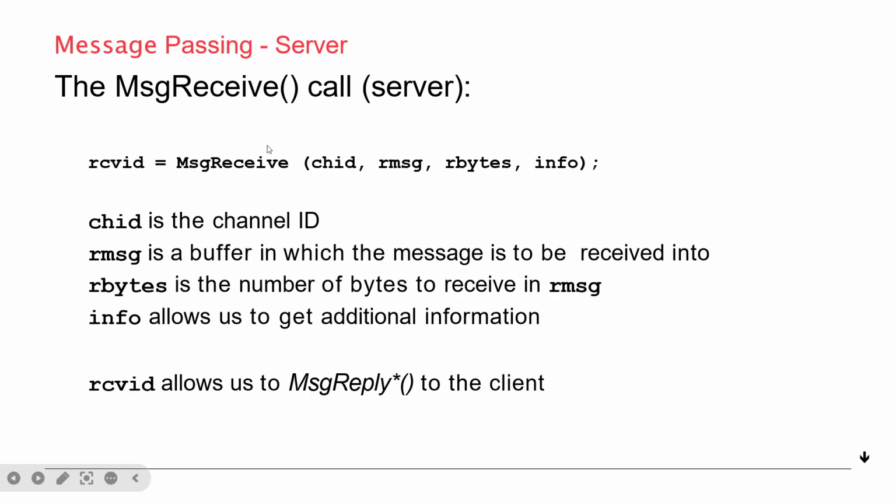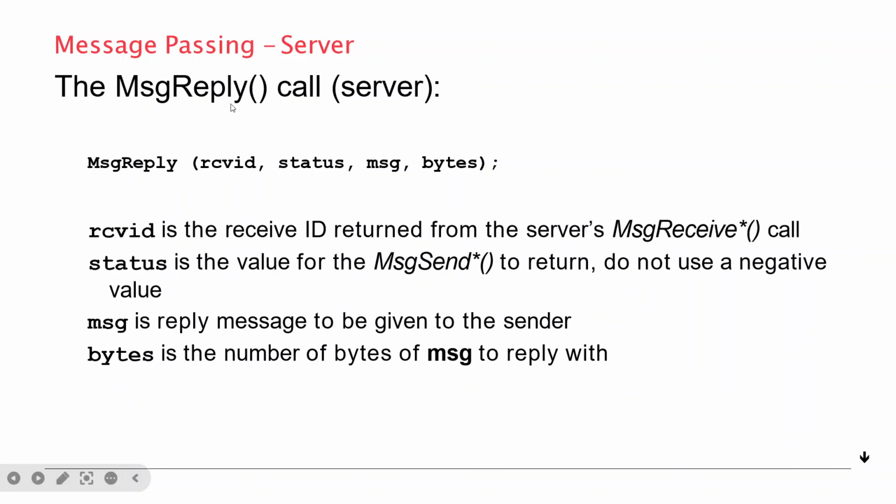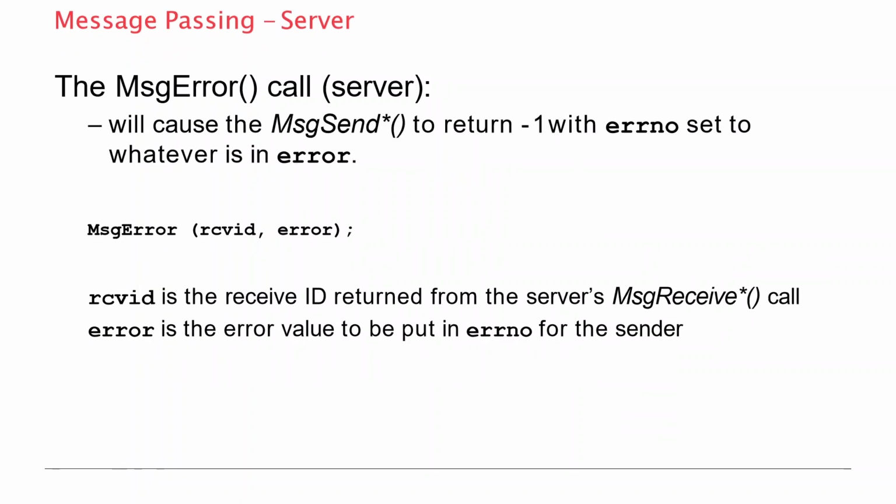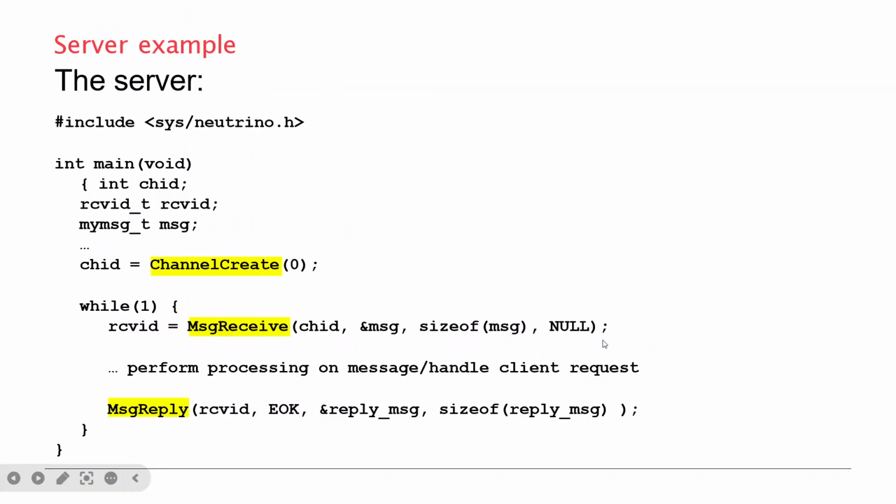Next we have message receive, and the last one is message reply. RCV ID is the receive ID returned from the server's message receive. Message is the reply message to be given to the sender. And we have message error. RCV ID is the receive ID returned from the server's message receive. Error is the error value to be put in the errno of the sender.